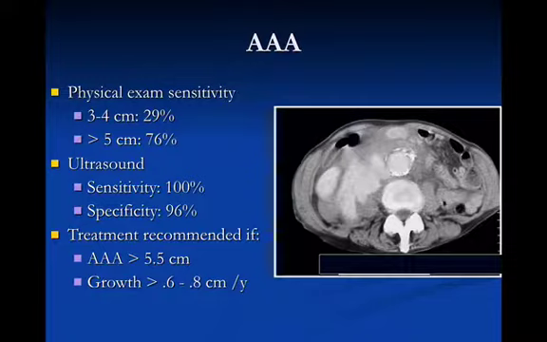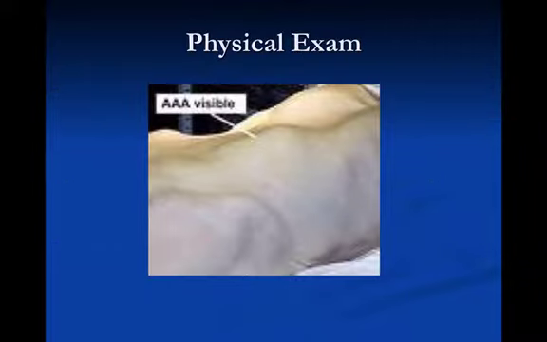If the aneurysm is more than 5.5 centimeters, usually they're going to treat this aneurysm relatively promptly. Otherwise, if the aneurysm grows more than 0.6 to 0.8 centimeters per year, this also will require definitive treatment. Physical exam, again, I've never seen a patient with a visible AAA. I doubt you will either.